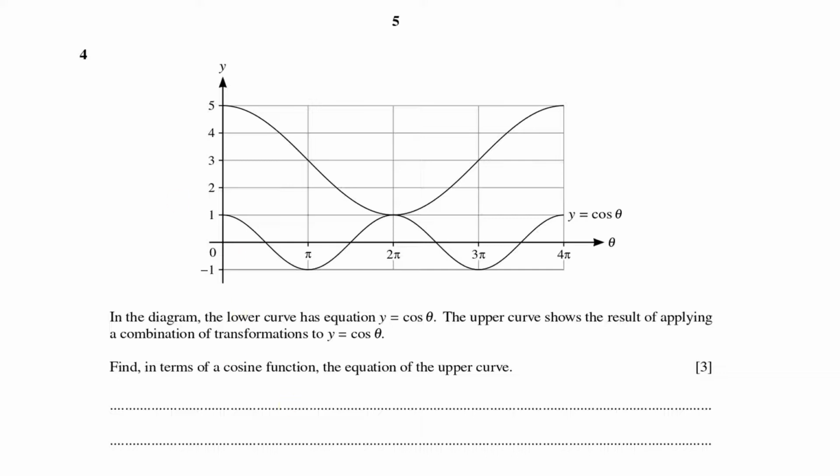So we have right here the graph of y is equal to cos theta, and it's being transformed onto the graph above it. Now, when we are considering transformation, there are two sets of transformations to be concerned about. The first set of transformation is the one that affects the vertical aspects of the graph.